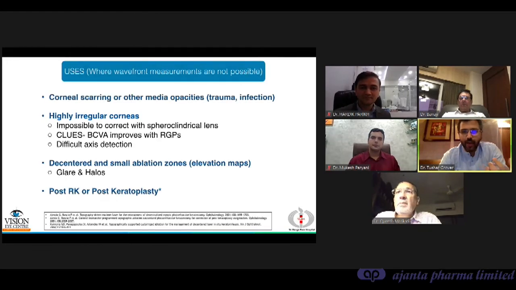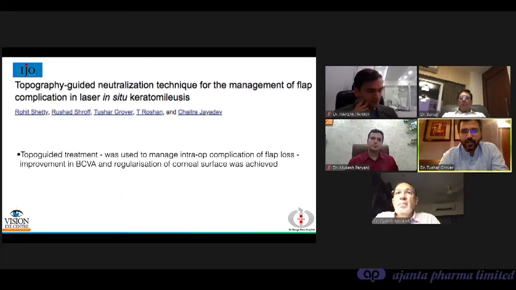The particular advantage of the topo guided approach is that you can use it where wavefront measurements are not possible. When you have extremely irregular corneas, corneal scars, extremely decentered ablation zones, or post-radial keratotomy or post-keratoplasty eyes, this approach is particularly useful because you can't really use any other approach correctly in these situations. We used this in a patient who had been referred to us after an intraoperative flap loss during LASIK, and the patient had a very irregular stroma and very irregular epithelium on top of that as well. The topo guided treatment we did was able to regularize the corneal surface to a great extent, and we got much better improvement in visual acuity as well.